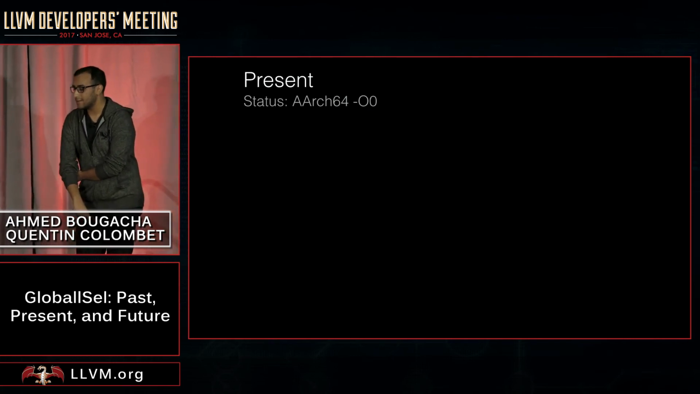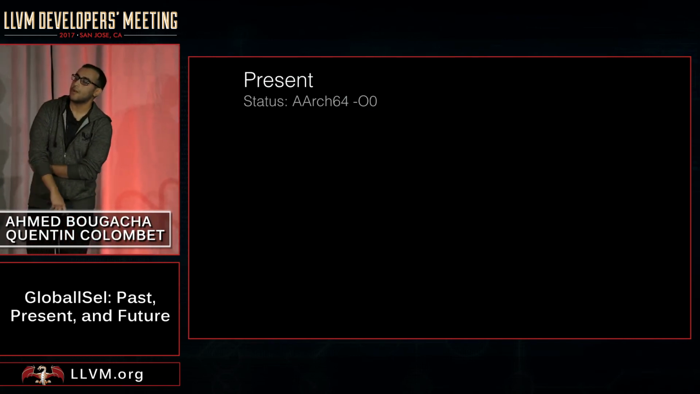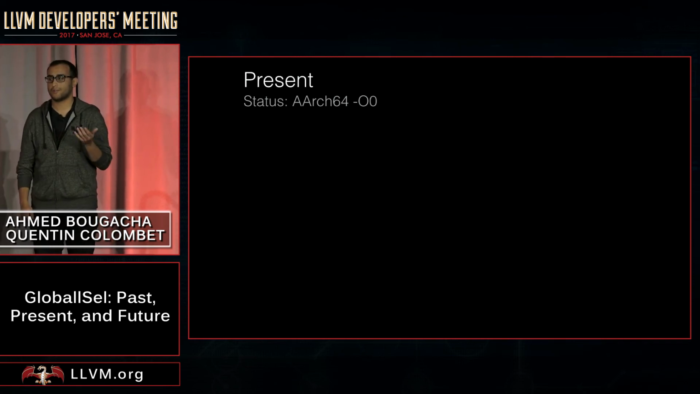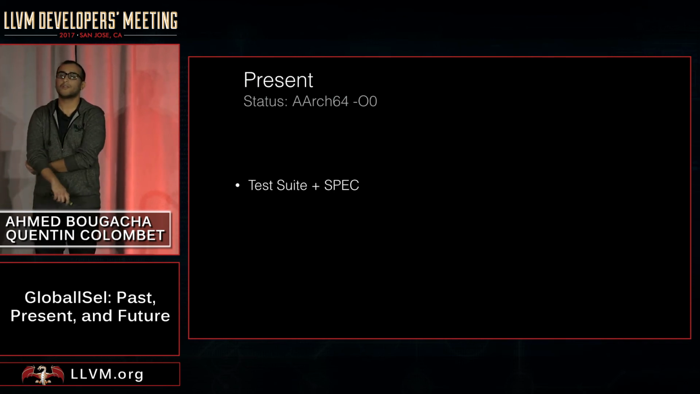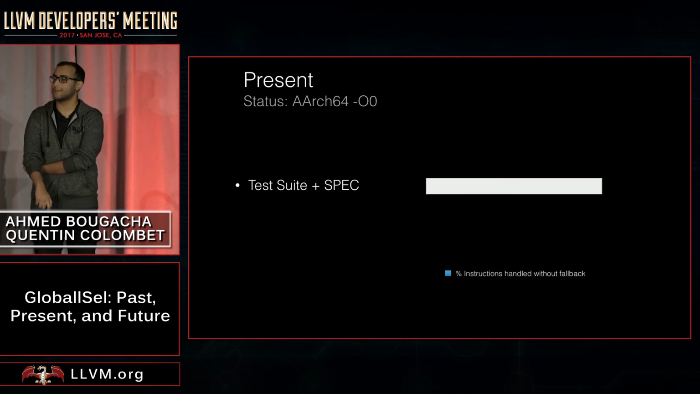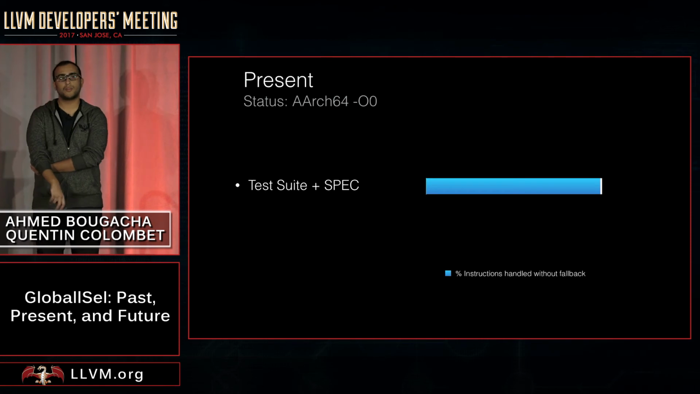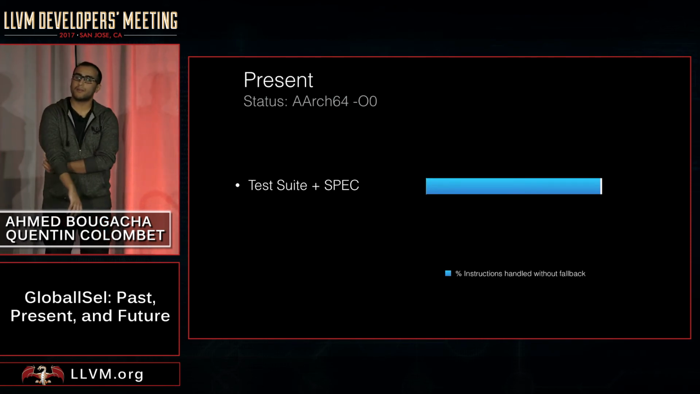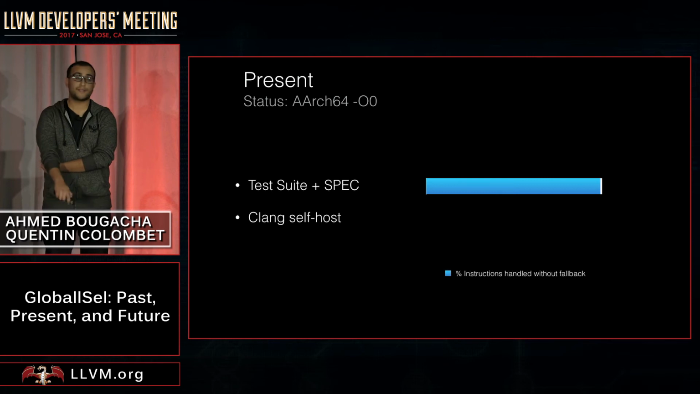So let's go back to ARM64. Our goal for this year was to replace ARM64 at -O0. Let's see how that goes. If we look at the test suite and SPEC, all the things that we measure on a regular basis, we can actually cover most of it without ever falling back to SelectionDAG. As Quentin mentioned, we fall back when we don't support something, and we're down to less than 1%, a fraction of 1% for the test suite. And the same for Clang self-host.